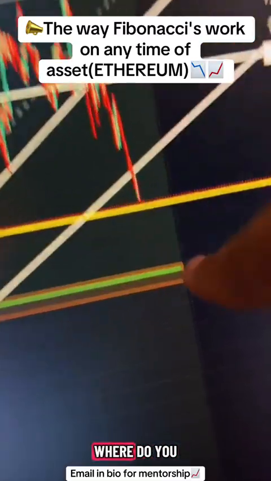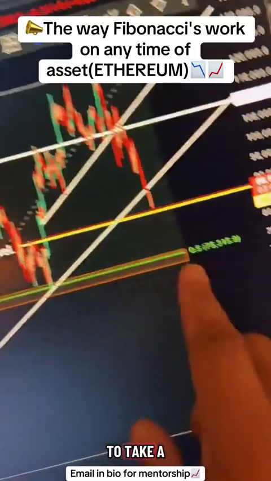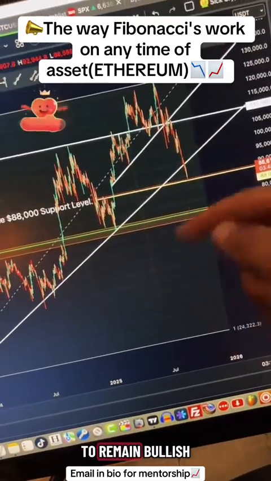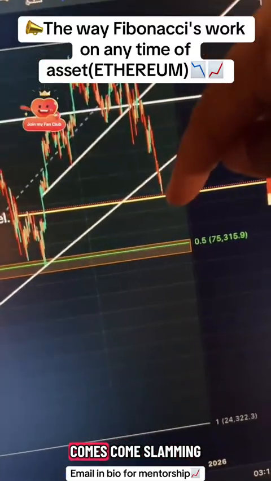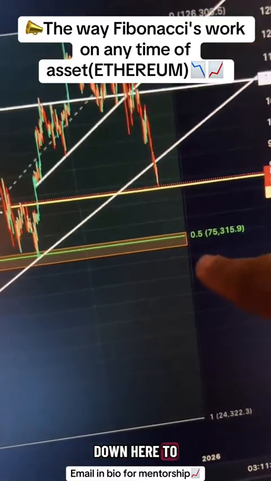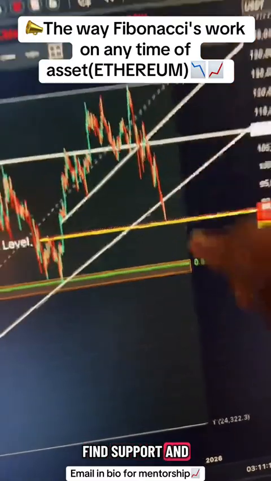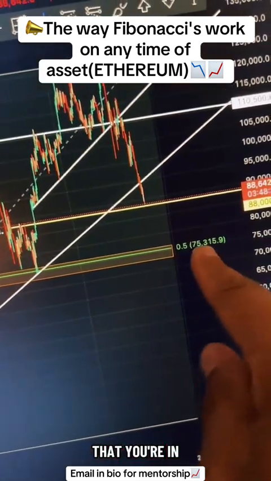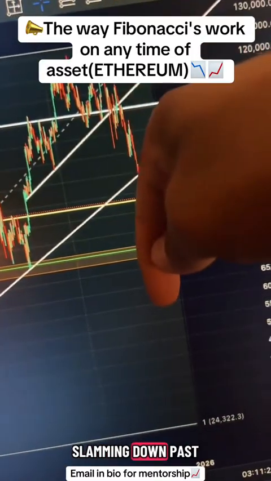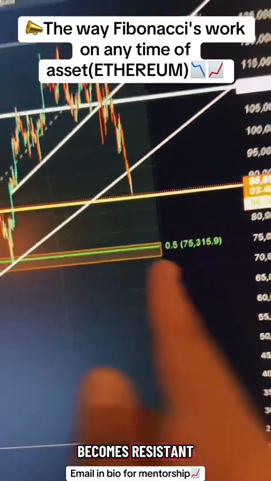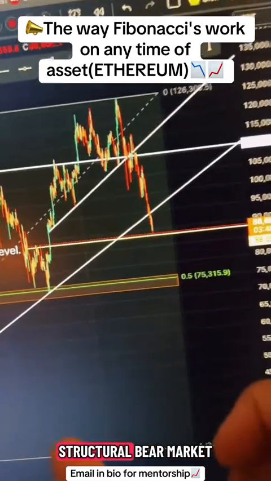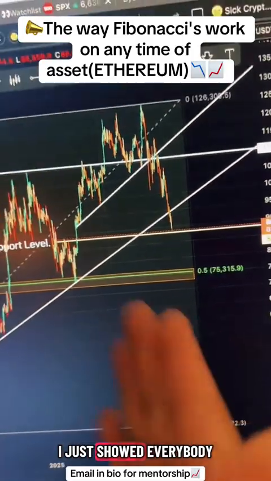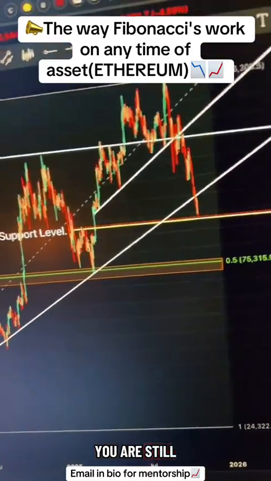As you come down, where do you think you're coming down to? If you had to take a wild guess, what do you have to stay above in order to remain bullish? That means Bitcoin comes slamming all the way down here to this 50% level, finds support, and is still in a bull market. It's not until you lose this that you're in a bear market. If you come slamming down past this and it becomes resistance, then you're in a structural bear market. As long as you are above this 50% level, I just showed everybody you are still bullish.